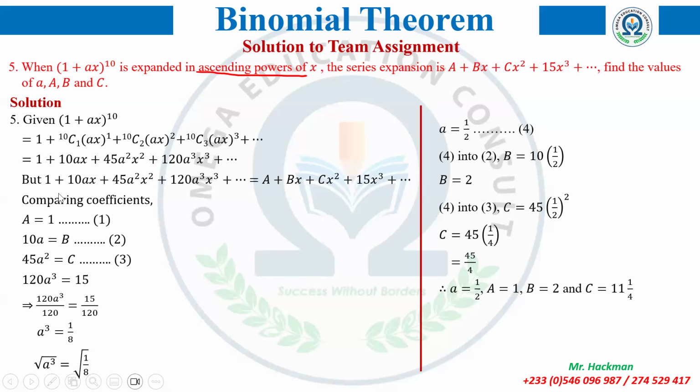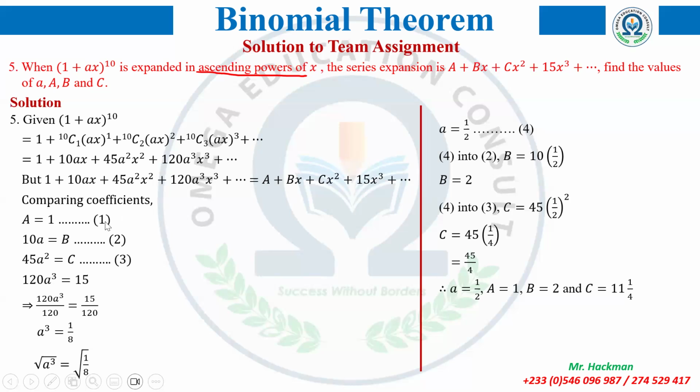But we are told that the first four terms of the expansion here must be equivalent to what we have here. So take note, identical to what we have here. We know that the expansion here should be identical to the expansion here. So now what do we do? You come and compare coefficients. If you compare coefficients, obviously the constant term here, 1, must be equal to 1. So a is equal to 1.